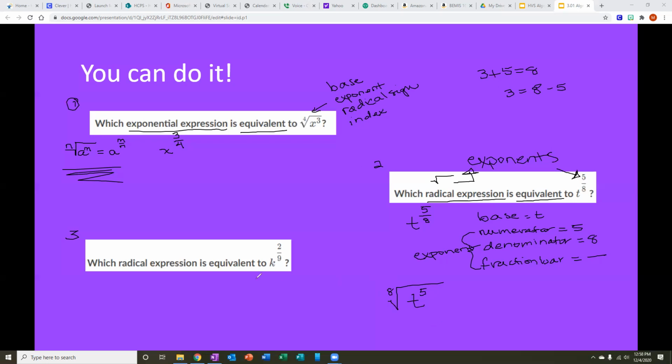So if you haven't done problem 3, go ahead and do problem 3. Or pause it and do number 3. And if you have, then you can just keep listening because I'm going to explain it.